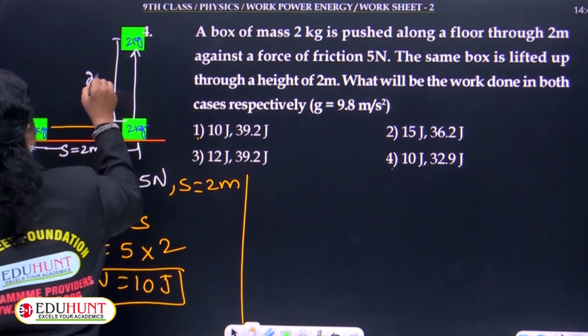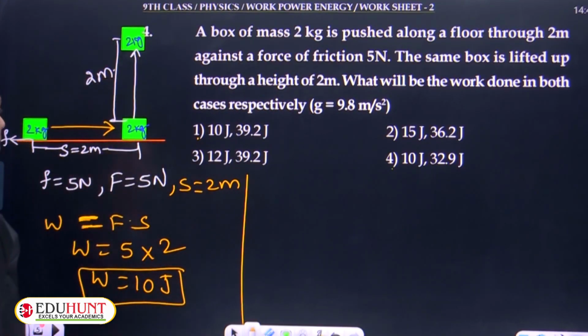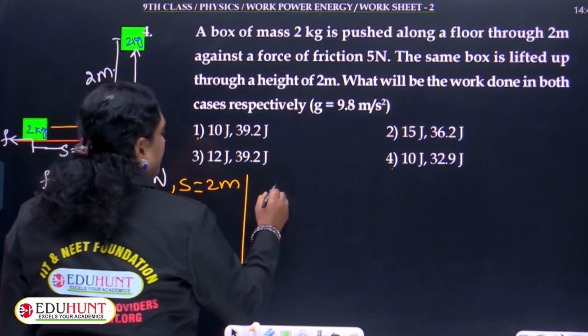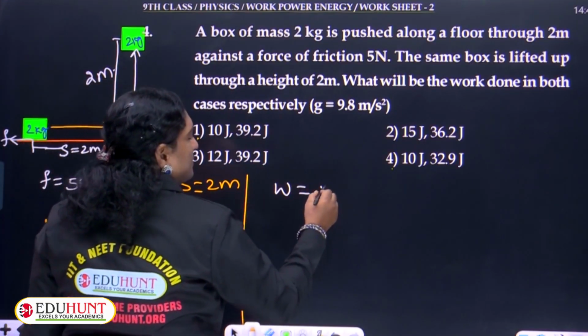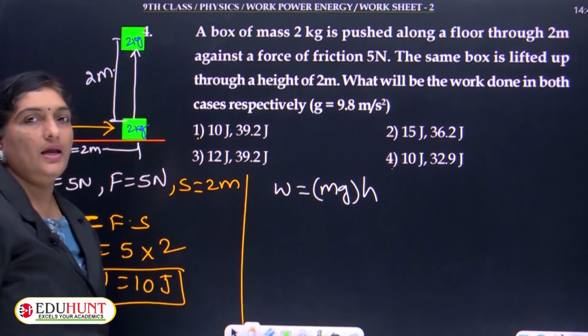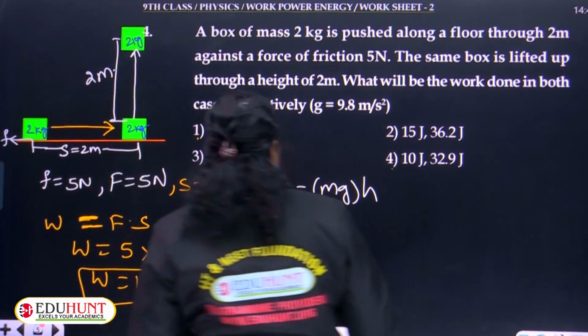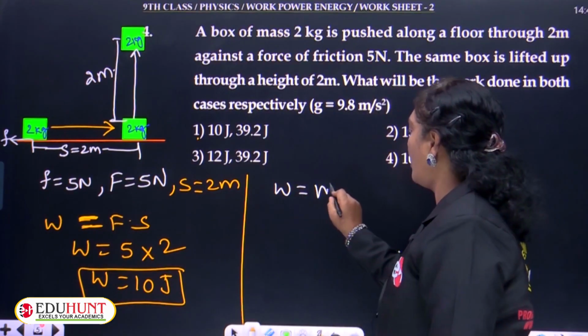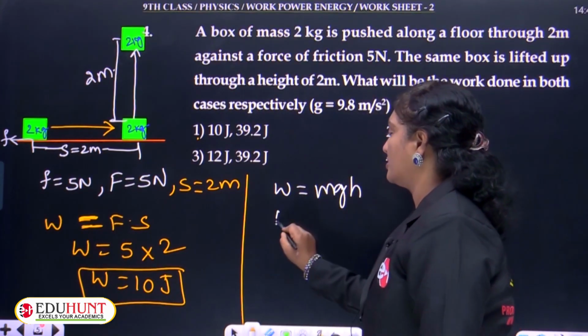2 meters. Height lifted is 2 meters. So in this case also you are asked to find the work done. Work done in lifting a block is equal to weight of the block into height, mgh. Work done in lifting the block is stored in the form of mgh.